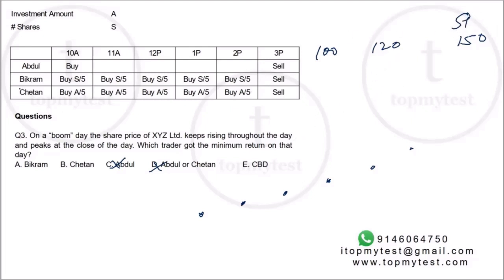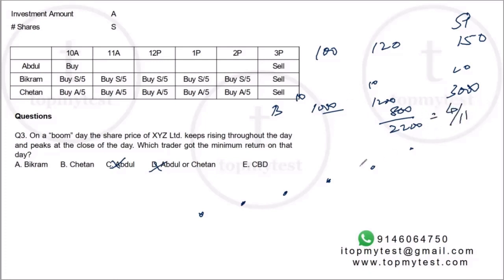Okay. Now, what will be Bikram's strategy? Bikram is going to buy an equal number of shares. So let's assume he buys 10 shares here, 10 shares here. He'll be selling 20 shares here. What will be his return? He's going to invest 1000 rupees here. He's going to invest 1200 rupees here and he's going to get 20 into 150, 3000 rupees. So his total investment is 2200. Profit is 800. So that's going to be his profit. So this 4 by 11 is Bikram's return.